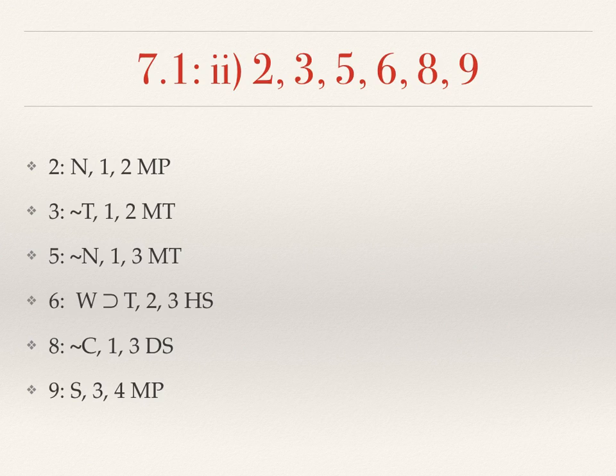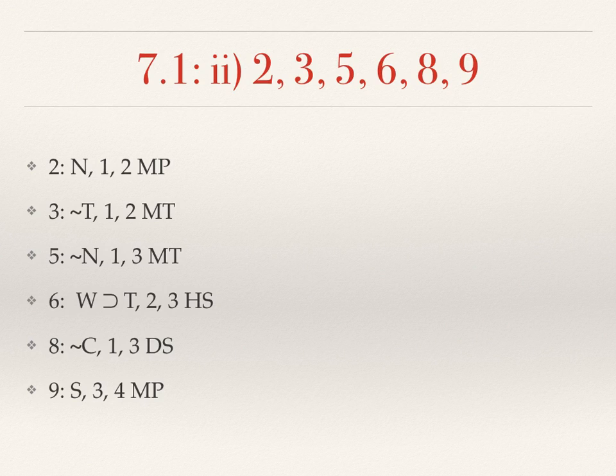So let's do number 2. Its first premise is N implies S. Then we're missing a premise, and then the conclusion would be 3. So what would we need to be able to conclude S? Well, we would need N, and by modus ponens of 1 and 2, we could conclude S.